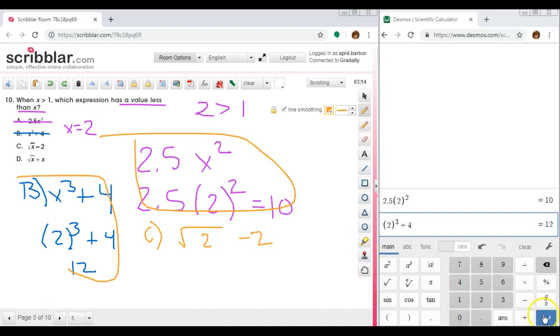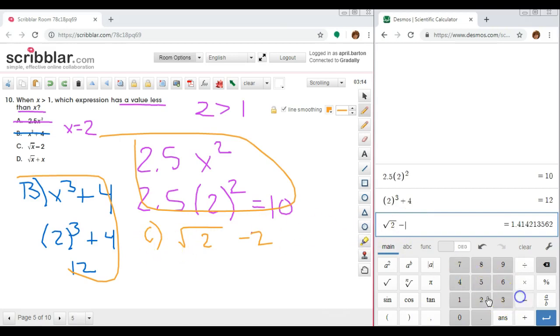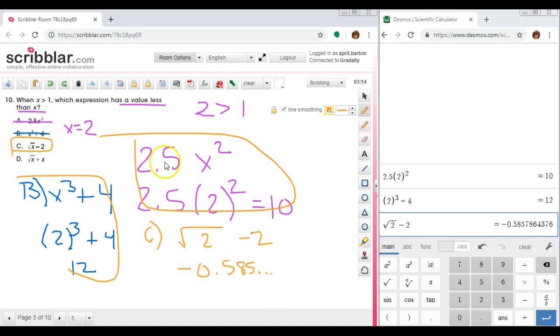So again, we need to use the calculator. We do square root 2. We have to click outside the square root. If I click minus 2 right now, it's going to stay under that square root bar. We want to click to the right so that we're outside the square root and now hit minus 2. Now we get negative 0.585786, it keeps going. So we say, is that less than x? If x is 2, is this less than 2? And it is. So this is our answer choice.